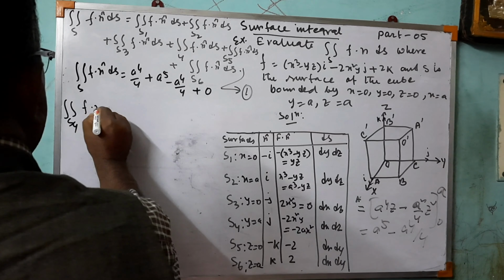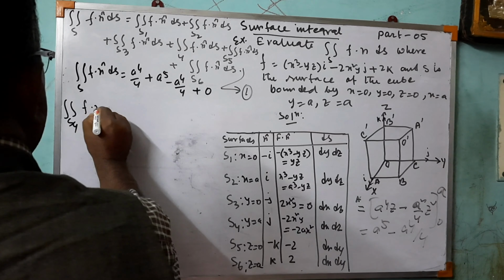So what you are getting is the answer. I am putting all these values here, you will get a to the power 5 minus 2 by 3 a to the power 5, that is 3, that is a to the power 5 by 3. A to the power 5 by 3 is the answer. I think everybody understood this sum very nicely.